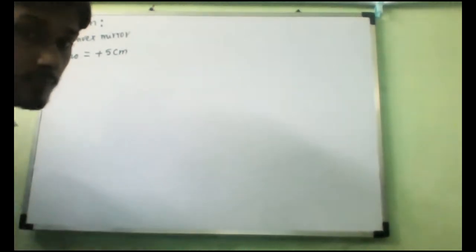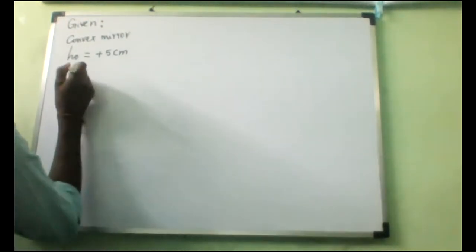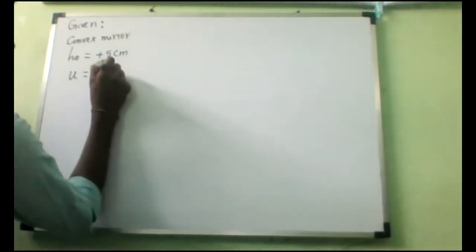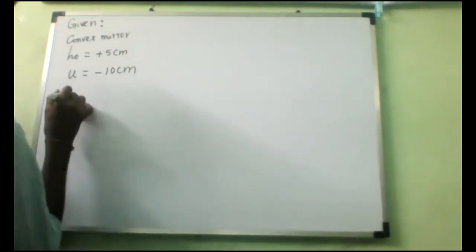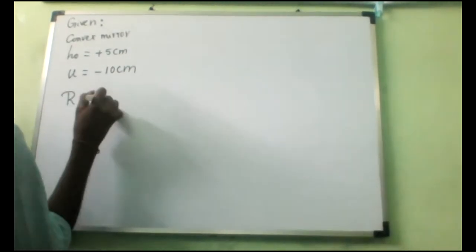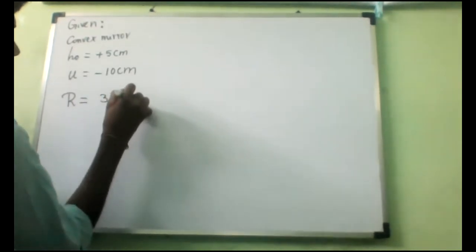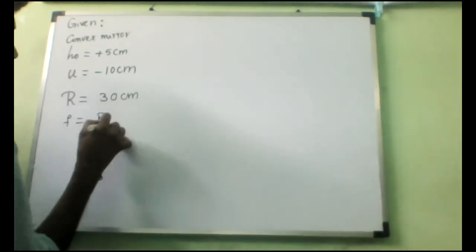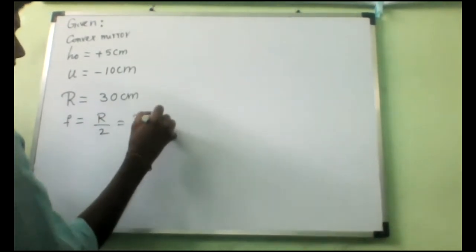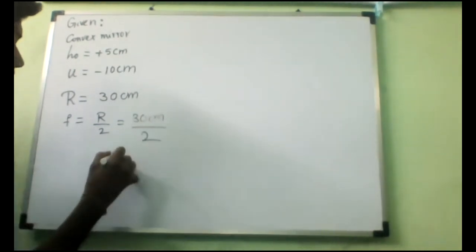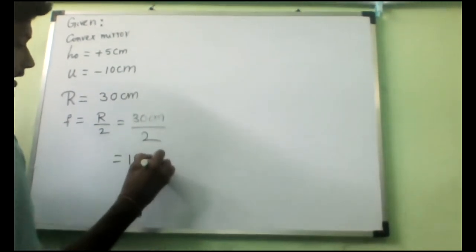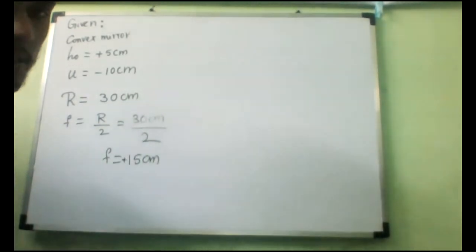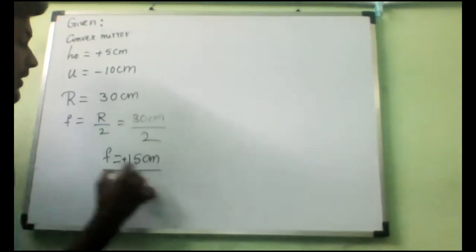Next, Solunga. Sir, object distance is minus 10 centimeter. Next, radius of curvature R is equal to how much? Plus 30 centimeter, so it is positive. So F is equal to R by 2, 30 by 2, which is plus 15 centimeter. This is the focal length. Is F positive or negative? Positive. Always F is positive.